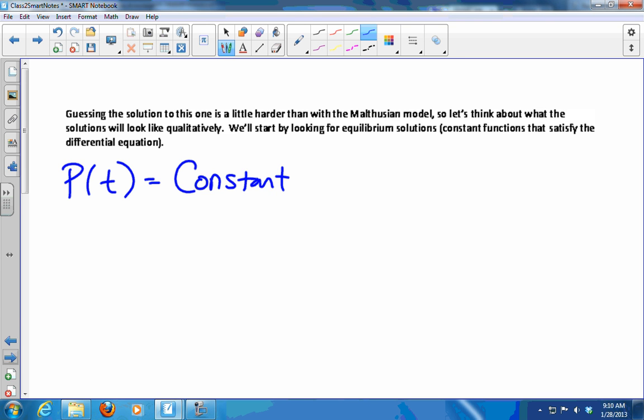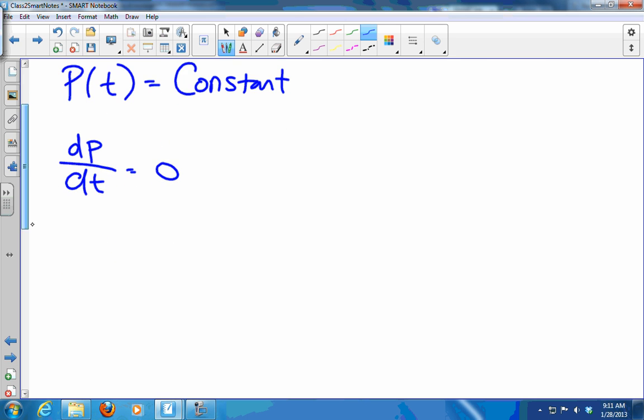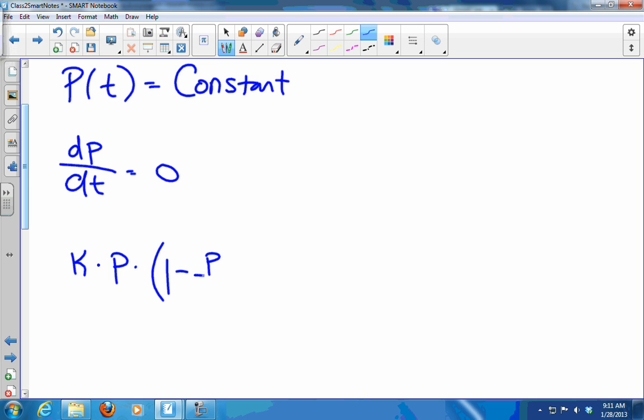So if P of t is a constant, what's dP/dt? 0, right? So if P of t is just a number, then dP/dt is 0. So let's see if there are any values that will make dP/dt 0. We have a formula for dP/dt. It's k times P times 1 minus P over N.